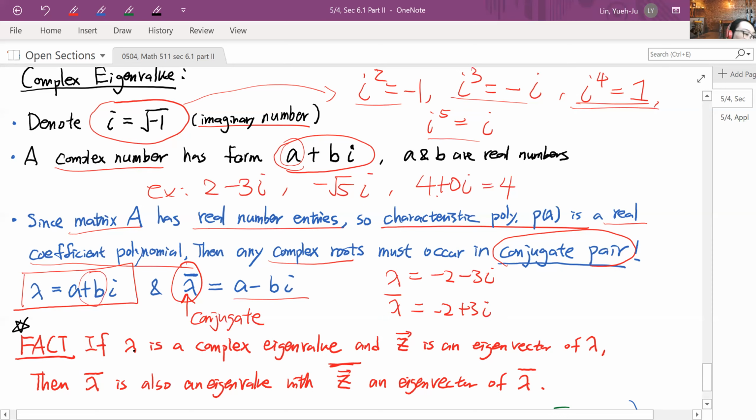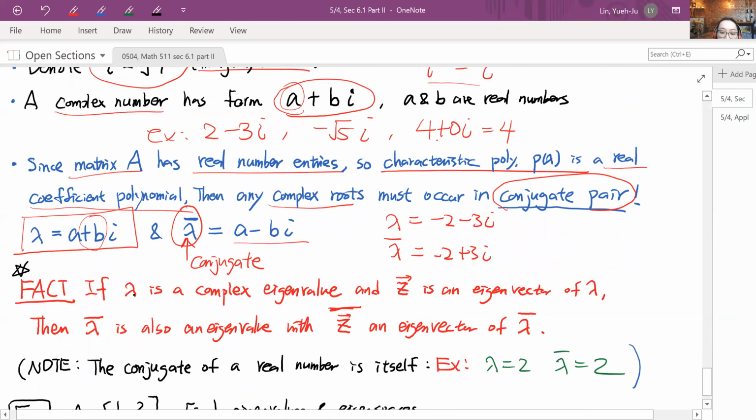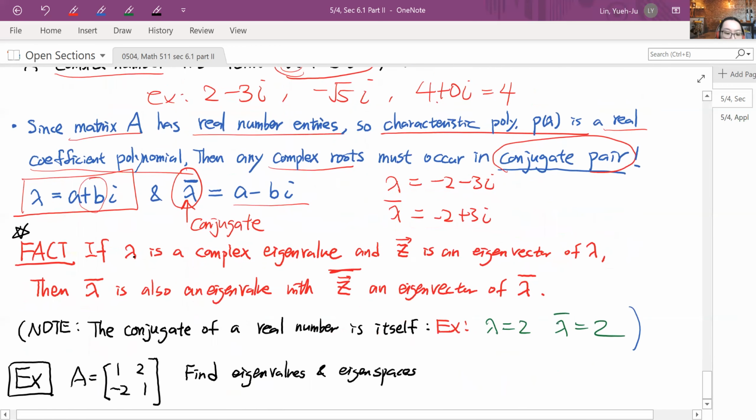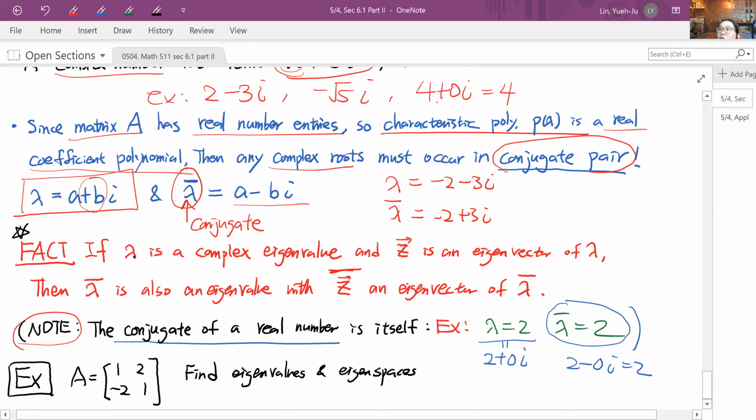Then you might wonder what happens if it's just real numbers. So I want to say this note here. Let me skip to this note first. If you try to find the conjugate of the real numbers, for example, if lambda is 2, then you should think of this as 2 plus 0i. Then the conjugate is really just 2 minus 0i, which is still 2. So a real number is a special case where the conjugate equals itself. Okay, so that's another property here.